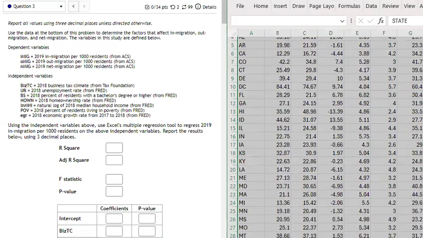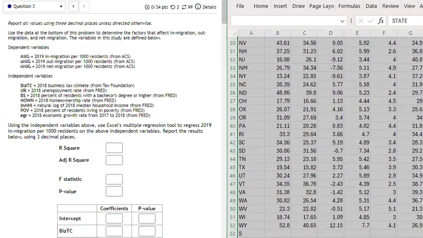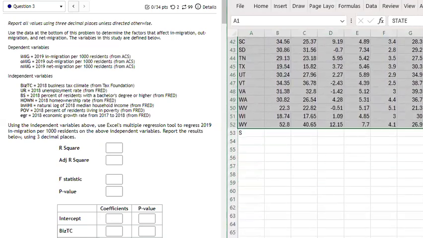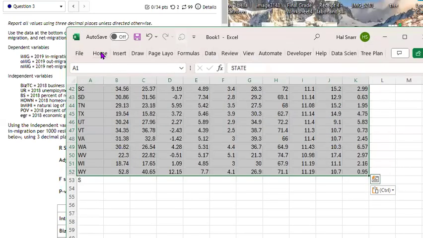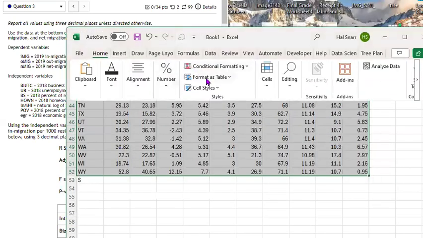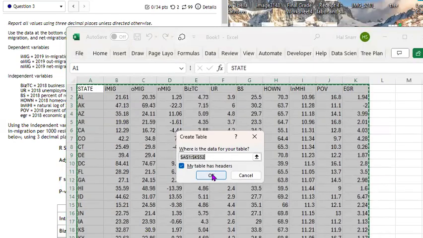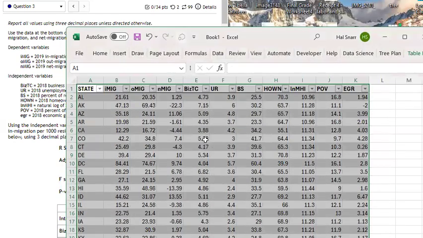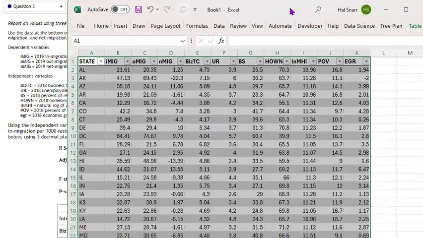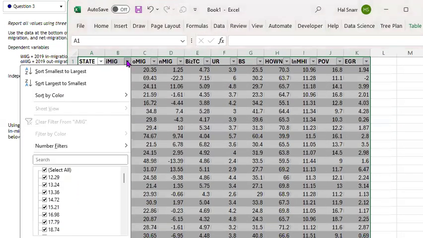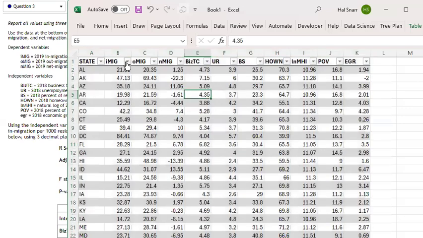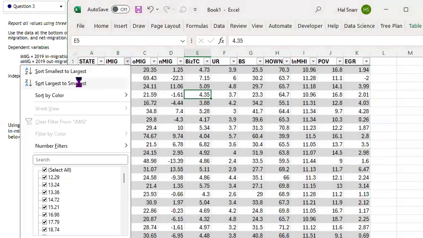Then I'm going to highlight all the data. Then we go to home, and I'm going to click on format as table. And when you do this, it's pretty cool because, as I've demonstrated in the past, you can sort things, like you can sort lowest to highest.